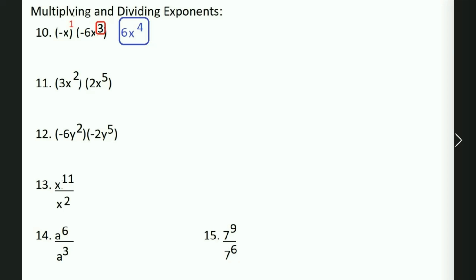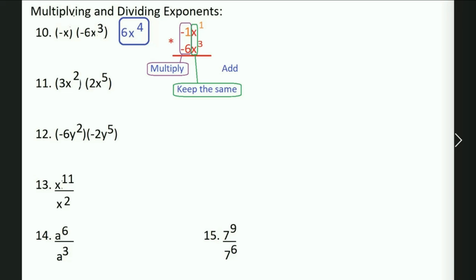I'm going to show that to you one more time. We have negative x times negative 6x cubed. Here are the parts that we don't actually write in. The ones are understood. So that's negative 1x to the 1st power and negative 6x cubed. We don't write our ones, but we just know that they're there. Now we multiply our negative 1 and negative 6, we get positive 6. The bases we just keep the same. And our exponents, 1 plus 3 is 4. So again, we get 6x to the 4th power.